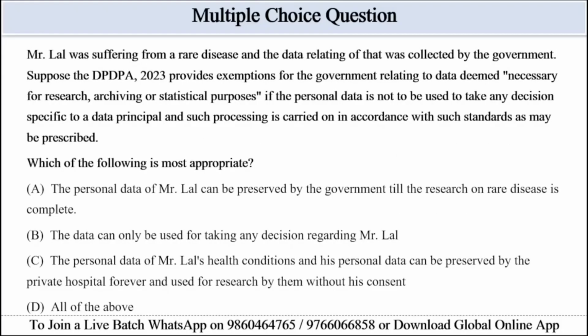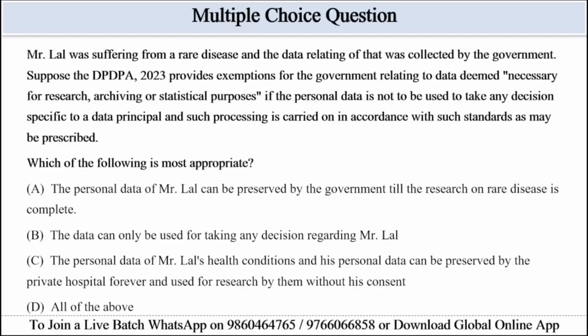Lal was suffering from a rare disease, and the data relating to it was collected by the government. Suppose the DPA 2023 provides an exemption for the government relating to data deemed necessary for research, archiving, or statistical purposes, if the personal data is not to be used to take any decision specific to a data principle and such processing is carried on in accordance with such standards as may be prescribed. So which of the following is most appropriate?